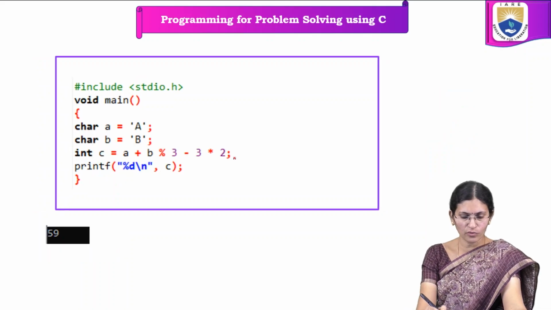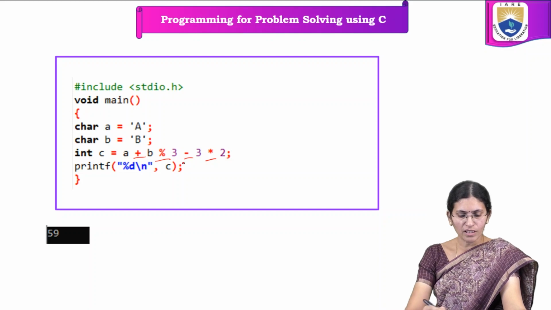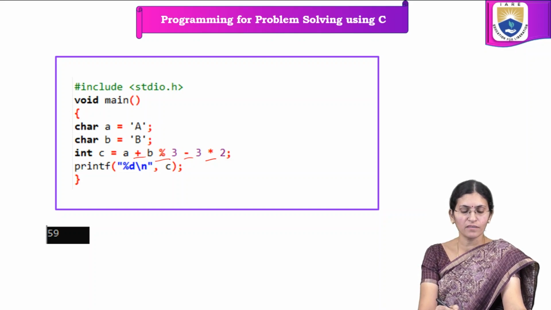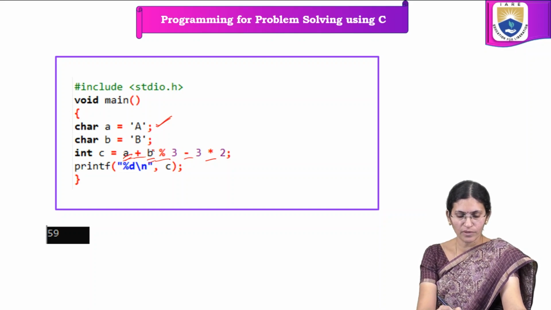Next one is a similar program, where you have 4 operators: plus, modulus, minus, and then multiplication. But the change here is that these two plus operations are to be done for character variables. So A is assigned a value of char type, B is assigned a value of char type. Now let us see how this expression will be evaluated.